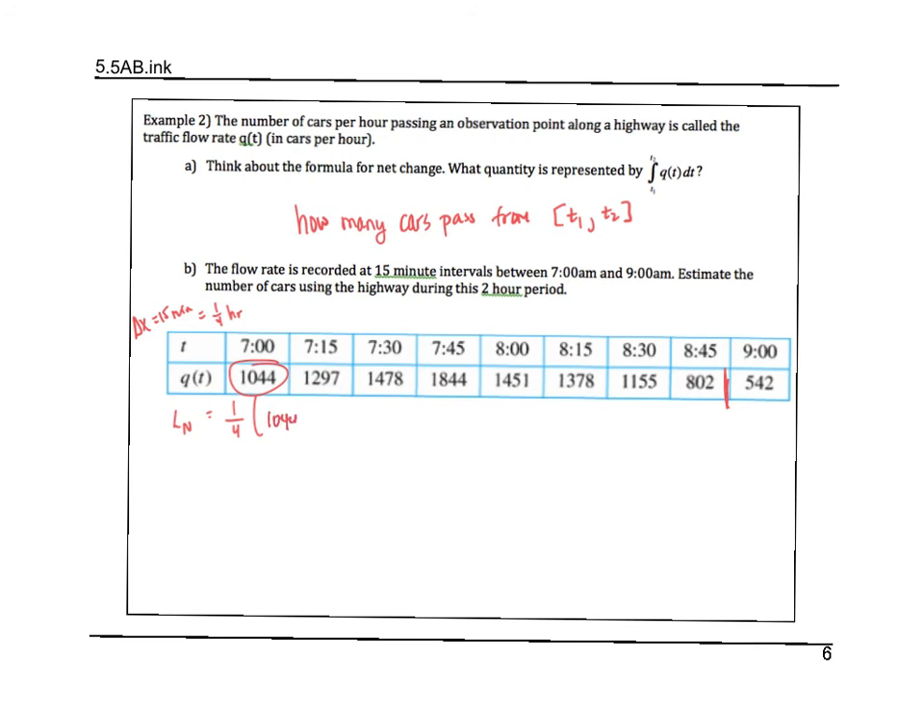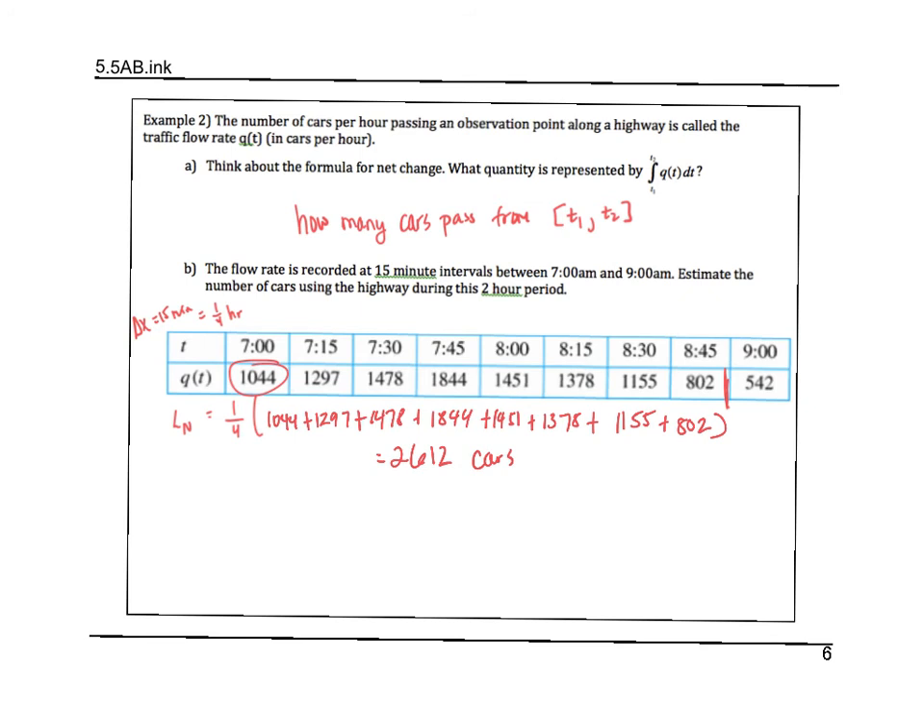So 1044 plus 1297 plus 1478, 1844, 1451, 1378, 1155, and 802. So add them up, multiply by 1/4, and you get 2,612 cars. So that's our left approximation.